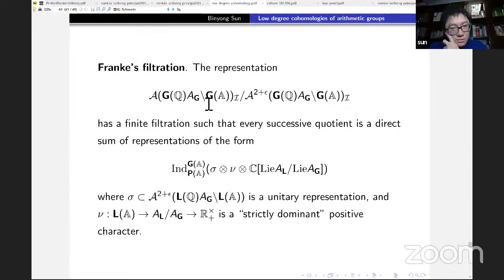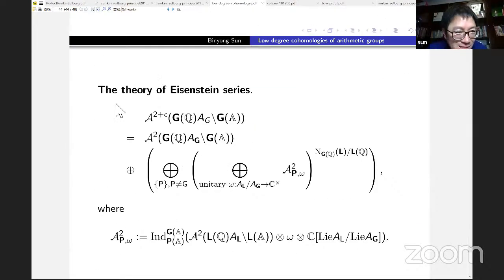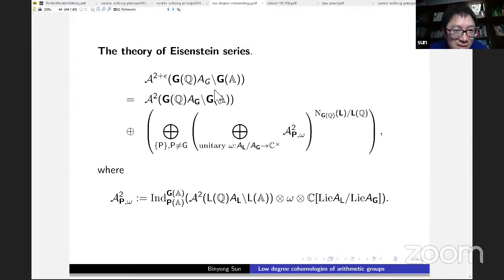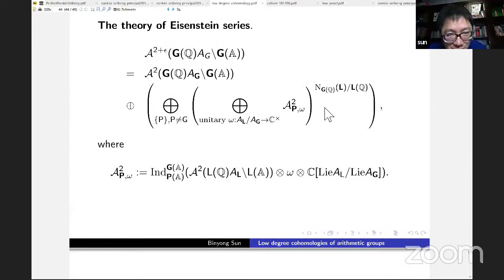So this has a finite filtration, and every subquotient is some kind of induced representation, inducing from a dominantly initializable representation. Then the theory of Eisenstein series. From the theory of Eisenstein series, we know that the space of L2 plus epsilon automorphic forms is a direct sum of the spaces of square integrable global automorphic forms in some induced representations.